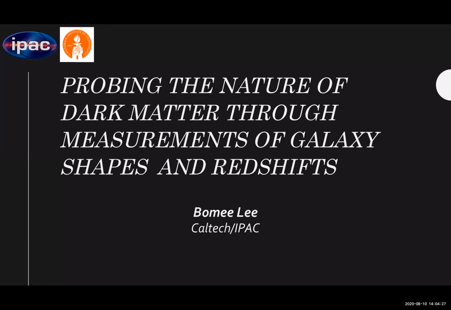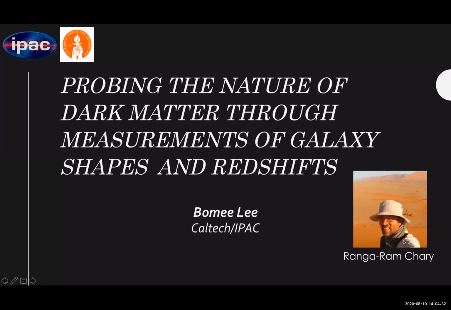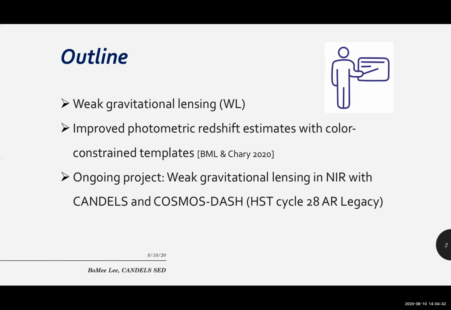Today I present my research working with Dr. Rangaram Chari here at IPAC, which is mostly done with HST CANDELS data for future wide area surveys. First, I will briefly explain weak gravitational lensing. Second, I will introduce new galaxy templates that populate 3-color space and are constrained by HST CANDELS photometry. Then I will conclude with our recently accepted HST archive legacy project with gravitational lensing in the NIR with CANDELS and COSMOS-DASH.